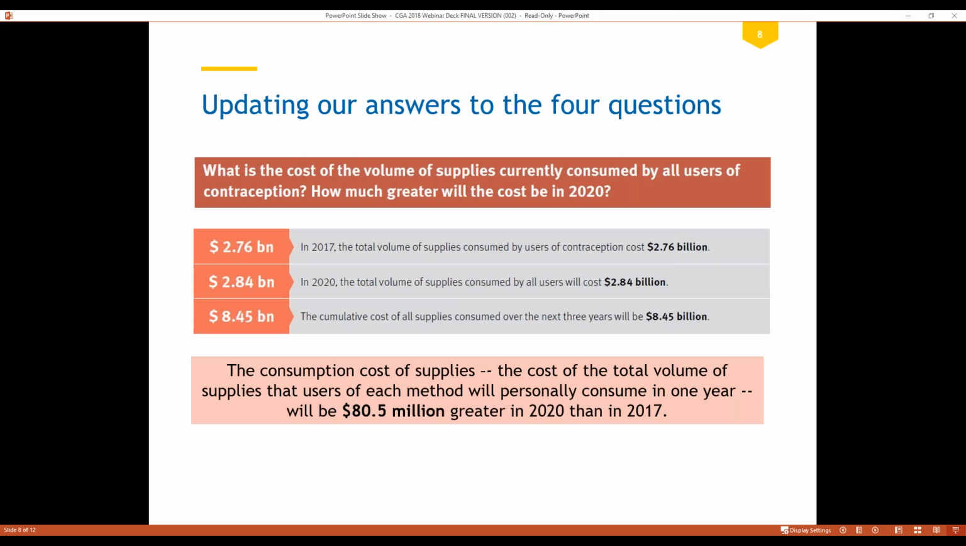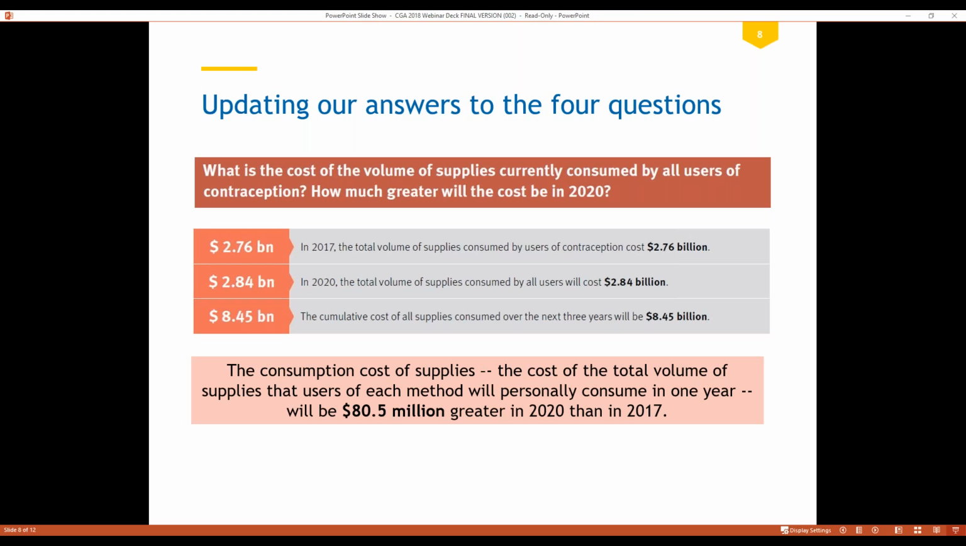So once we have the volume of supplies, we're then able to value them using this hybrid of prices of the public and private sector based on where women are getting their supplies, and able to then estimate what the total consumption costs are. You see that they're estimated in 2017 to be about $2.76 billion, with this expected to increase to $2.84 billion by 2020, so an increase of about 80 million over that time period.